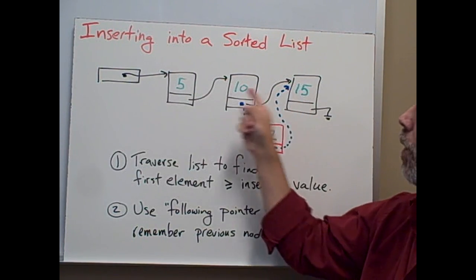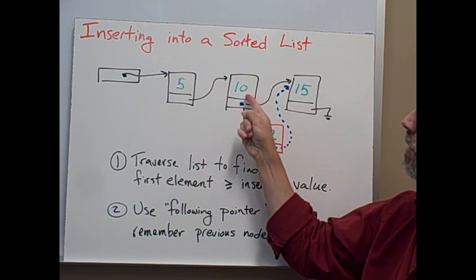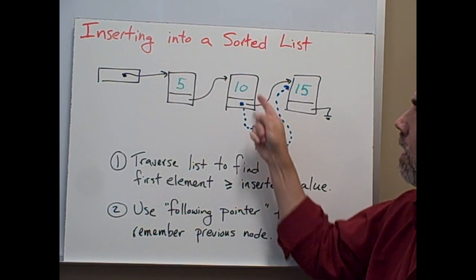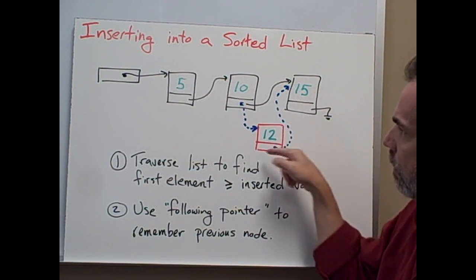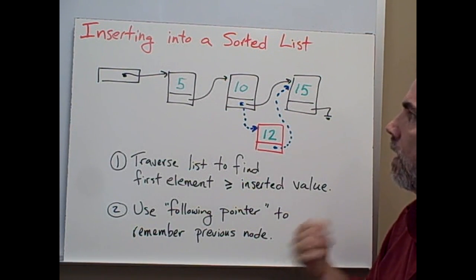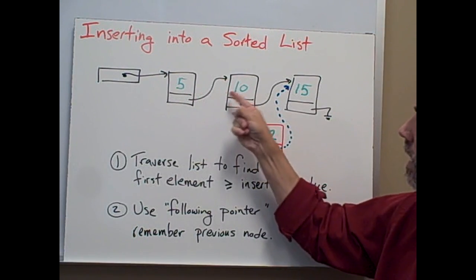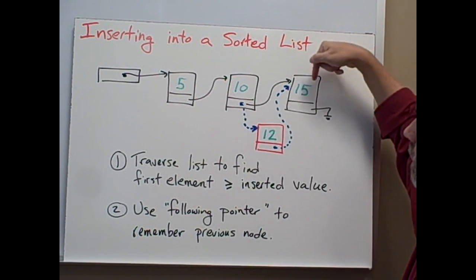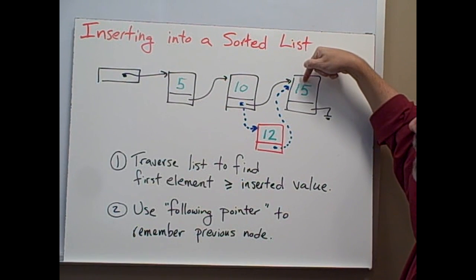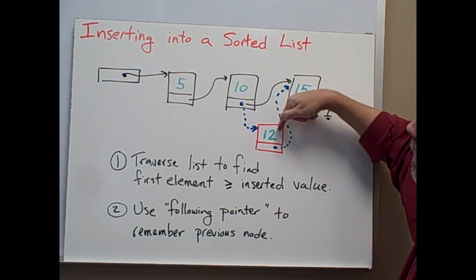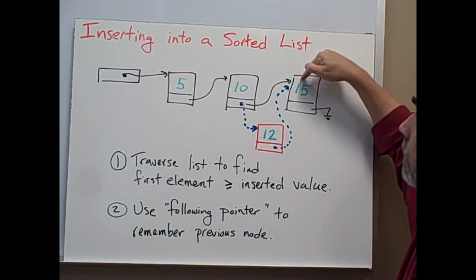Well, we have to figure out where 12 goes in this order. It goes between 10 and 15. So we need to create a new node and insert it into the list at the right place. So how do we do that? We traverse the list to find the first element whose value is greater than or equal to the thing we want to put in. So that would be here.